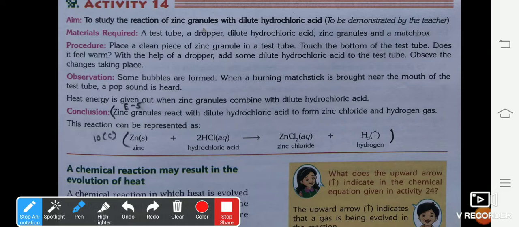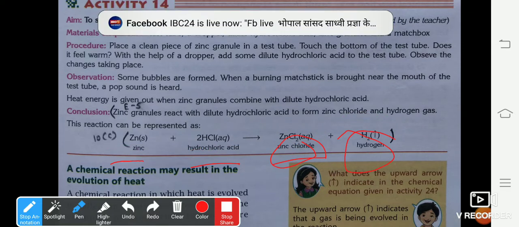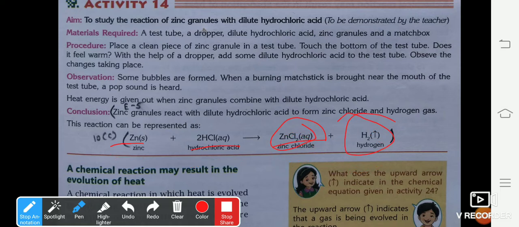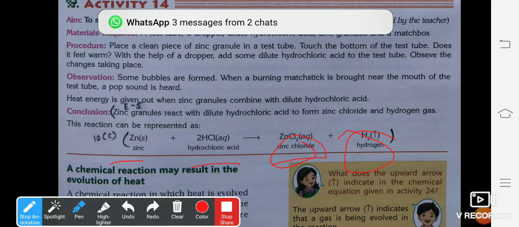The bubbles which are formed are clearly of hydrogen. If you touch the test tube, you will see that the test tube has become hot now. The reason is the reaction is exothermic. When this reaction takes place, a lot of heat energy is given out. So you can clearly say from the reaction, zinc reacts with HCl to produce zinc chloride, which is a salt, plus hydrogen gas is given out. And this is the hydrogen gas which gave us the pop sound.